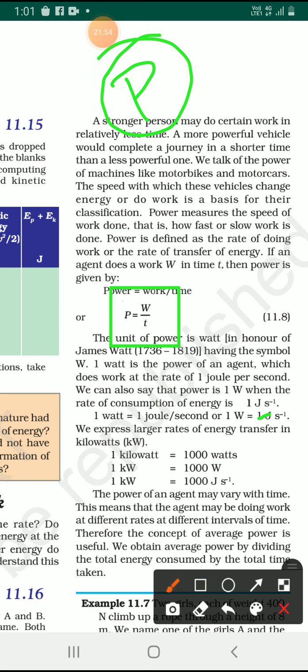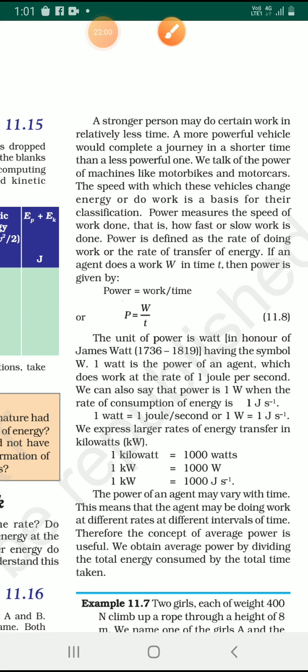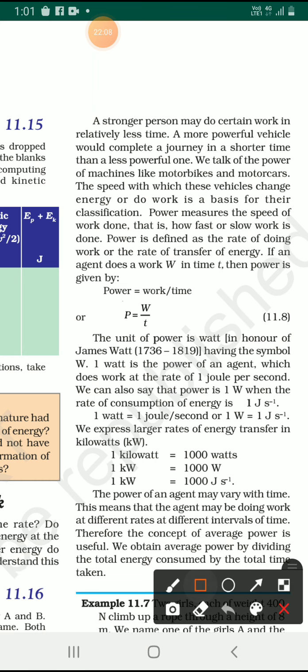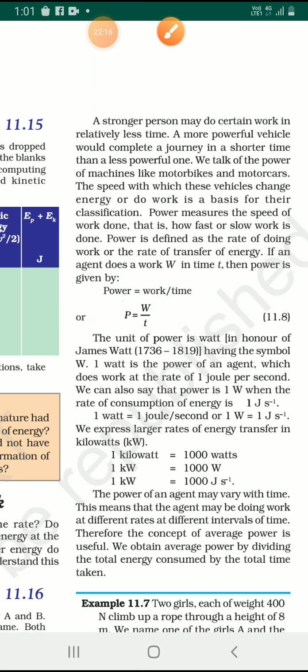So P refers to the power, W refers to the work, T refers to the time. Okay, so what is the formula? The formula is nothing but, children, P is equal to W by T, wherein P refers to the power, W refers to the work, and T refers to the time. This is a very important formula as far as examination is concerned, right?